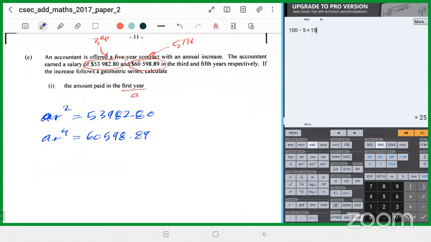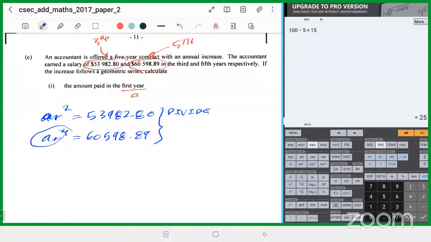They ask for the first term. So it's A, but we also find R. So to solve these two simultaneously quickly, we can divide them, right? I'm going to divide this one by this one.